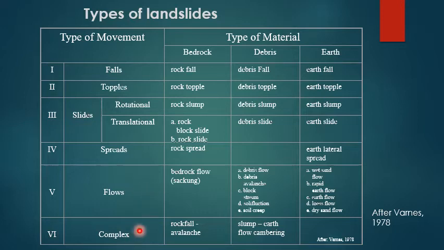Complex type of landslide involves several mechanisms. Can be a combination of the different mechanisms enumerated here, like a fall transitioning to slides, and then they become flows.